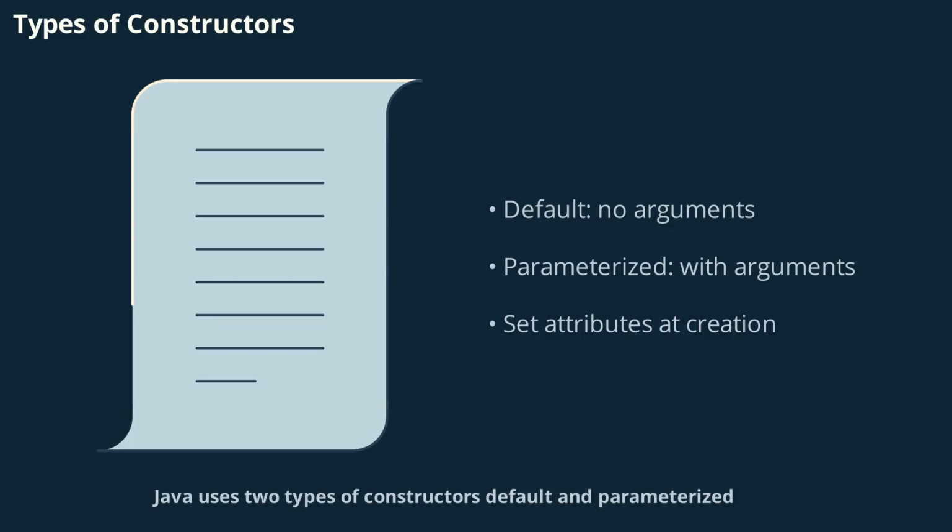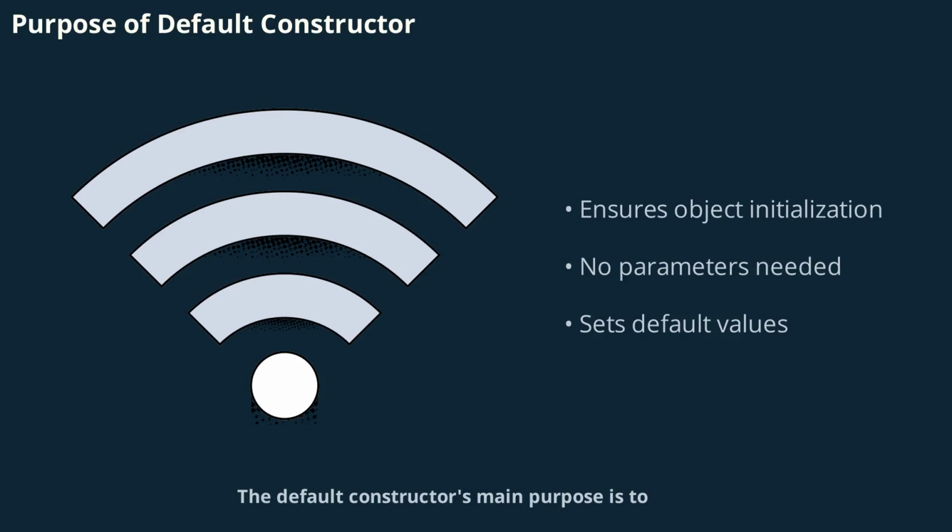Java uses two types of constructors, default and parameterized. The default constructor takes no arguments and assigns default values. Parameterized constructors accept parameters, allowing you to set object attributes during creation. The default constructor's main purpose is to create instances of a class with default values. It's called during object initialization when no other constructor is provided, ensuring that objects are always properly set up.